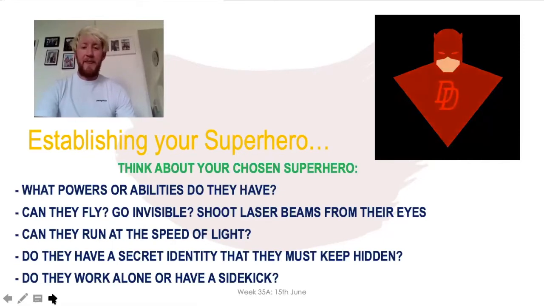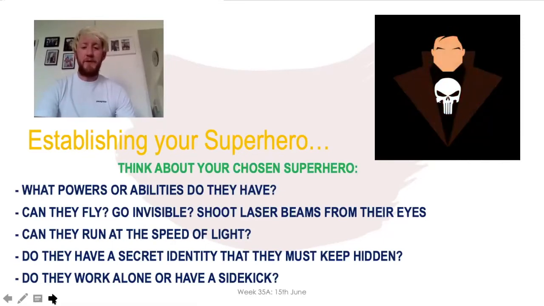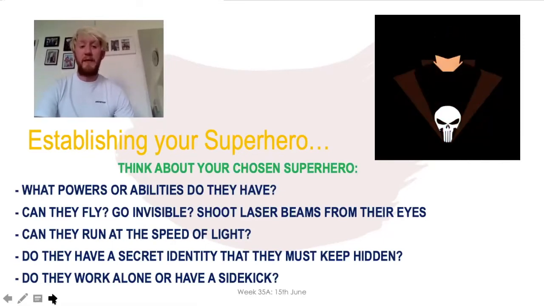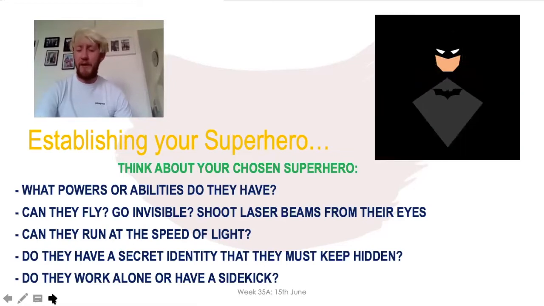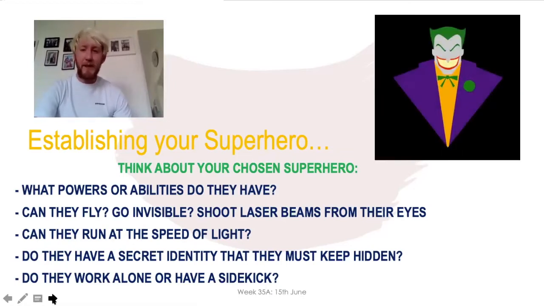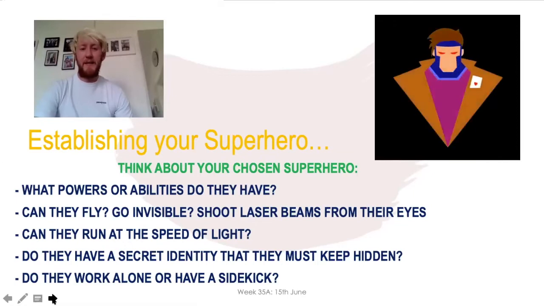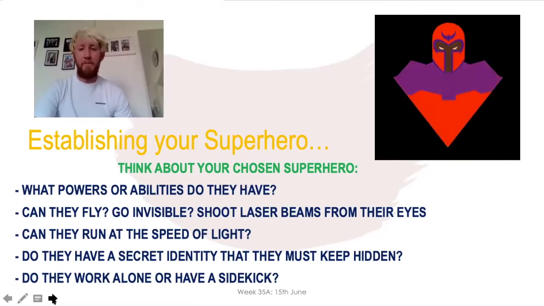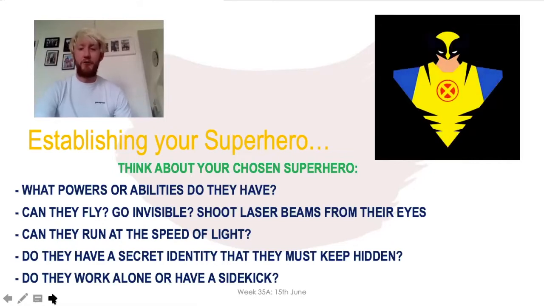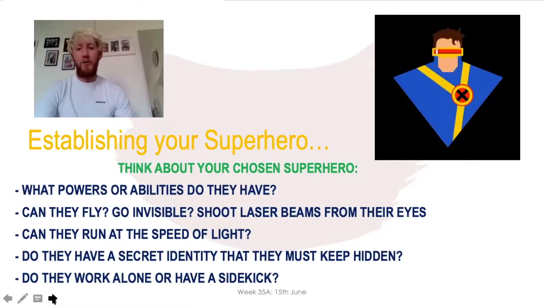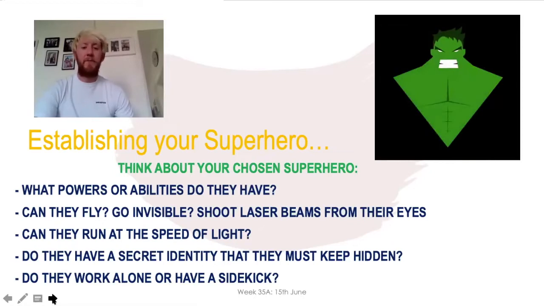And we need to then think about this chosen superhero. Okay, so what type of abilities do they have? What things can they do? Can they fly? Okay, can they go invisible? Are they able to kind of shoot laser beams out of their eyes or stretch their limbs or transform into an animal? Can they run at the speed of light?